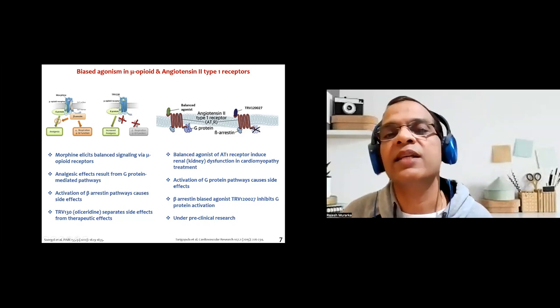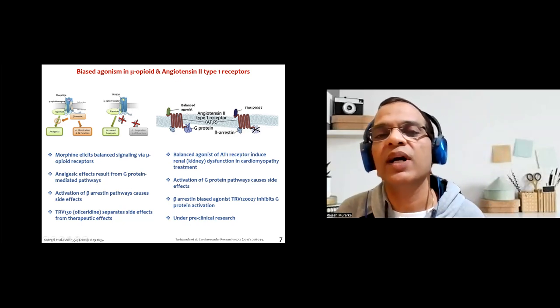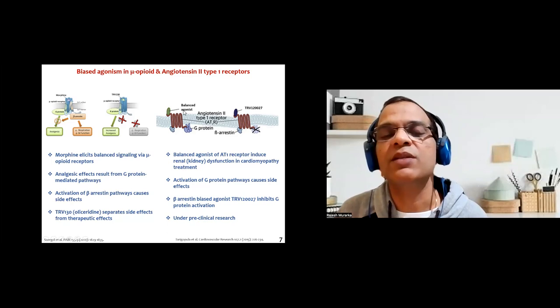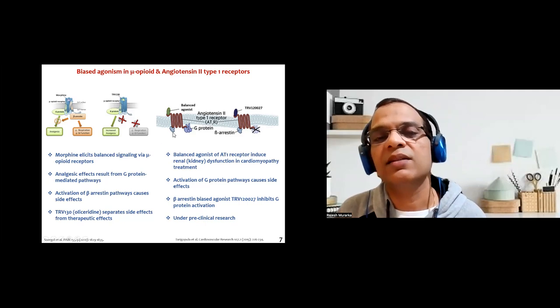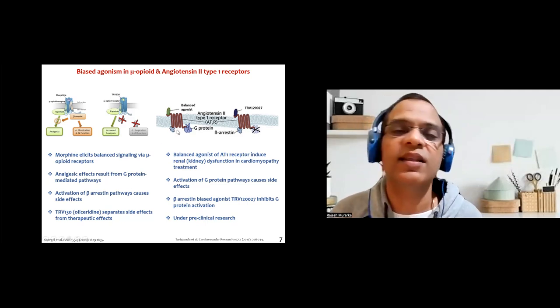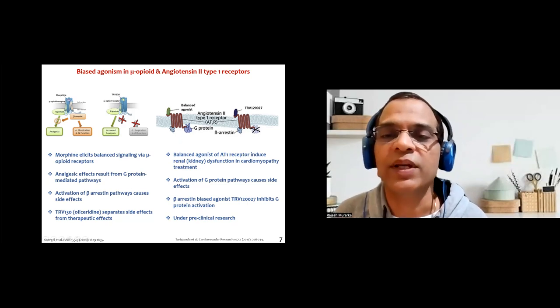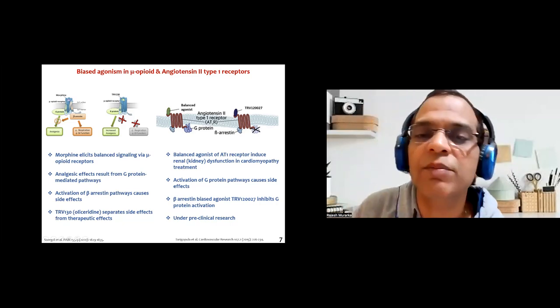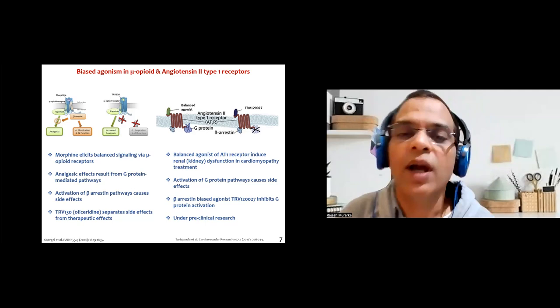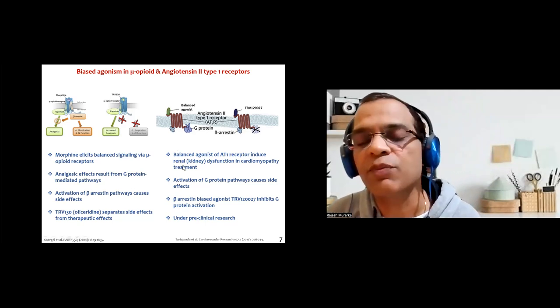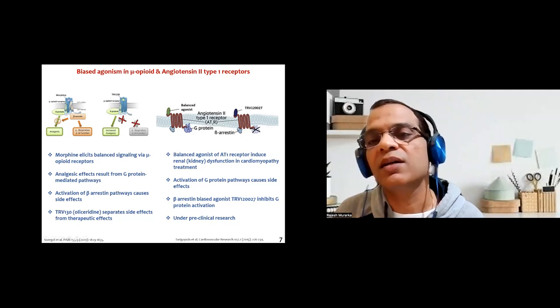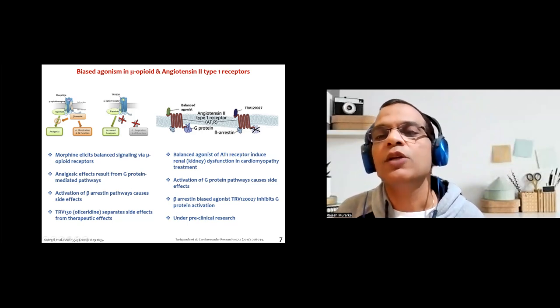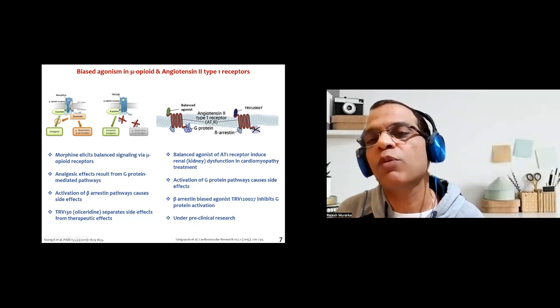Another example is the angiotensin receptor, which is used for hypertension. If I use a balanced agonist, as I already explained, it activates both pathways. Here the therapeutic effect is through the beta arrestin pathway rather than the G protein pathway, but it activates both. This balanced agonist used in the market is for cardiomyopathy treatment, basically heart failure, but the side effect is kidney dysfunction. Another drug, currently under clinical trial, selectively activates beta arrestin and blocks the G protein pathway.